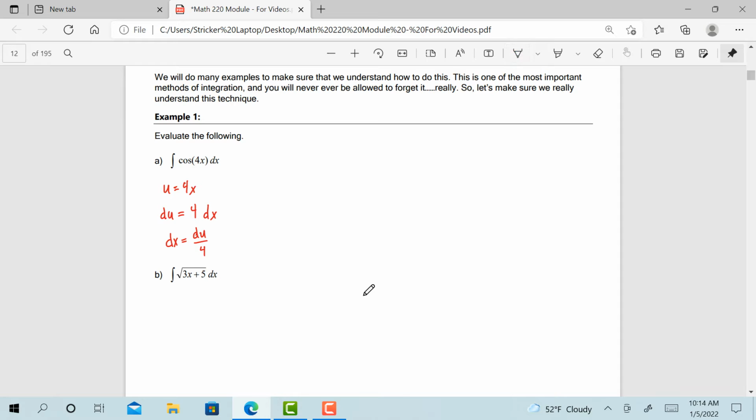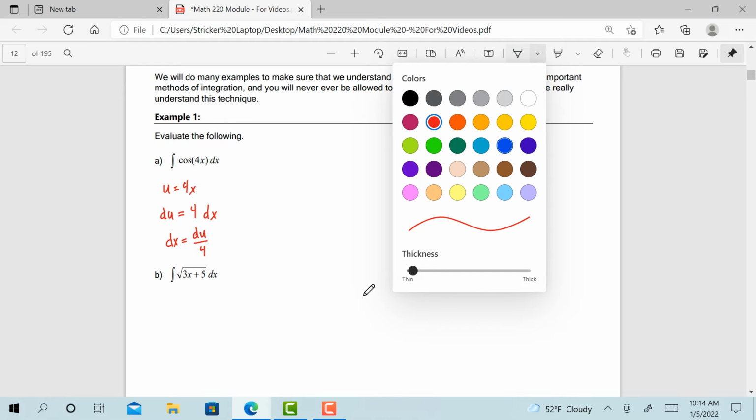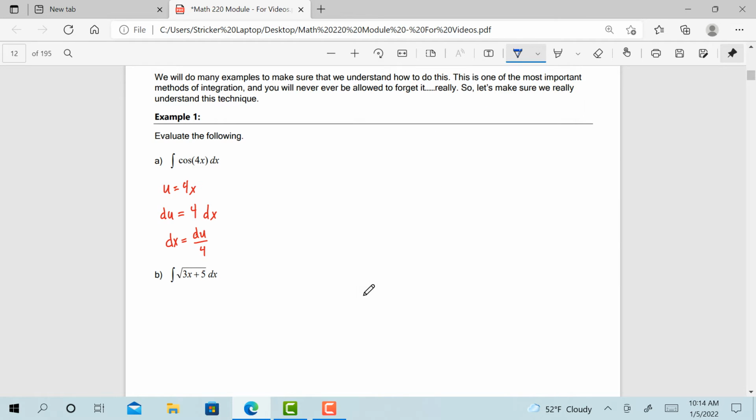And then you go and you make the substitution. So if I come back here and I rewrite this integral after substituting what we've done, first of all, it's not going to be the cosine of 4x anymore because 4x is now equal to u, so that's going to change into the cosine of u, and then dx is now equal to du over 4. So we have du over 4.